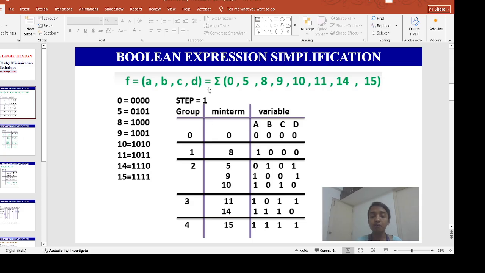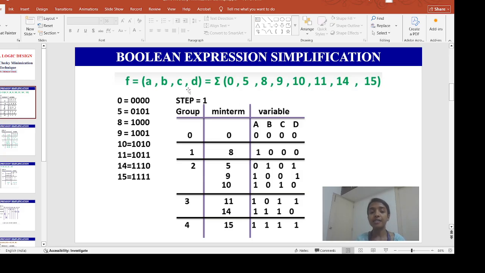So before we start learning this technique with the help of an example, let us get familiar with a few terms. First one is implicant. What is implicant? Group of ones are called implicant. Then prime implicant. What is prime implicant? Largest possible group of ones are called prime implicant. Then another term comes, essential prime implicant. What is that? A prime implicant having at least one min term which can't be combined in any other way is called essential prime implicant.